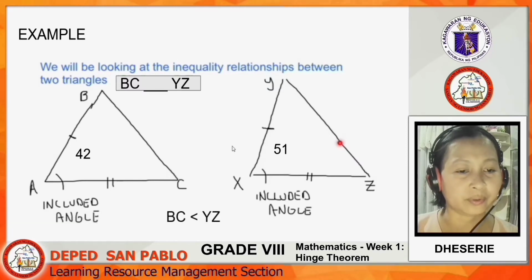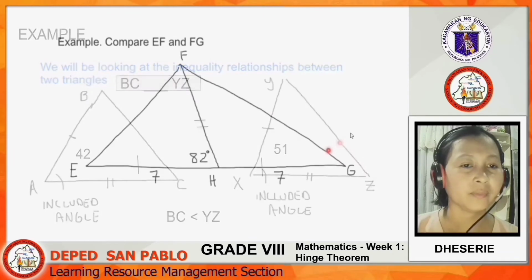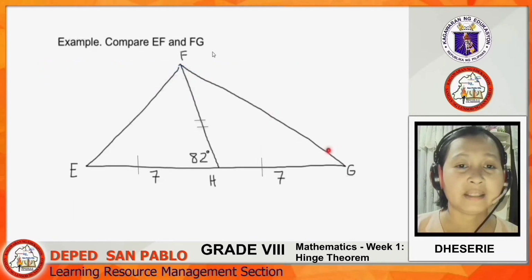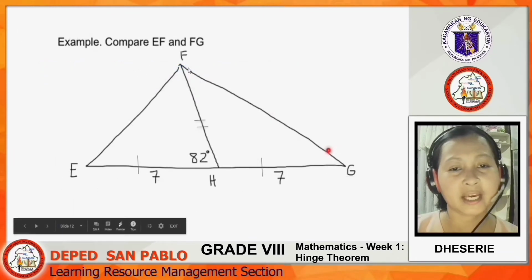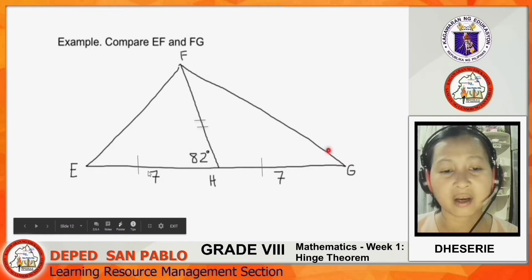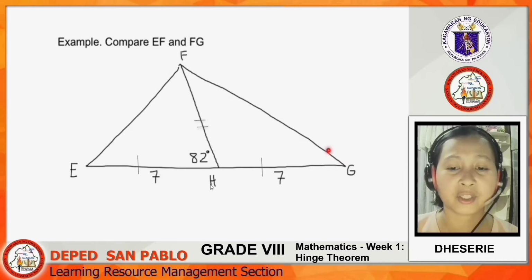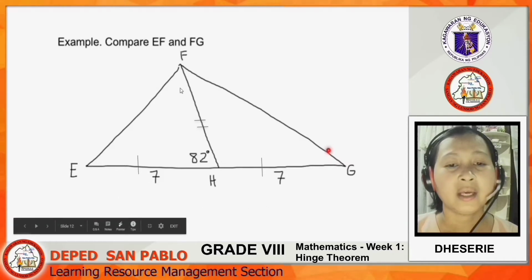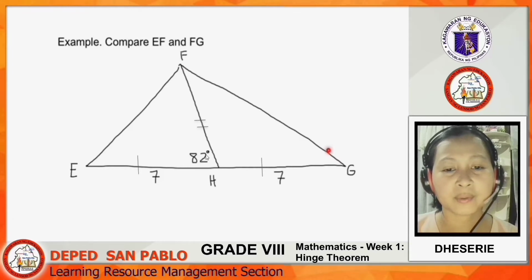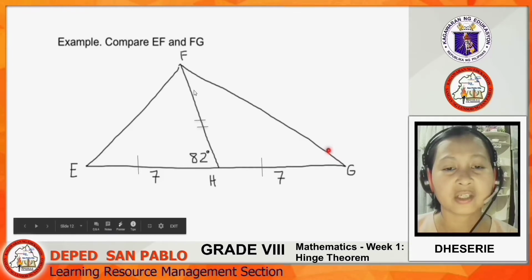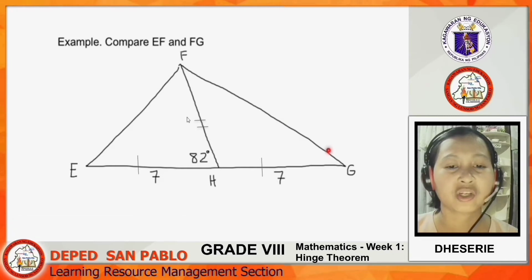Another example. Compare EF and FG. You have segment EF and segment FG. If this is 7, meaning EH and HG are congruent because their measurement is both 7. And then this one, of course, by means of reflexive property, FH is congruent with FH. So, they have the congruent sign.